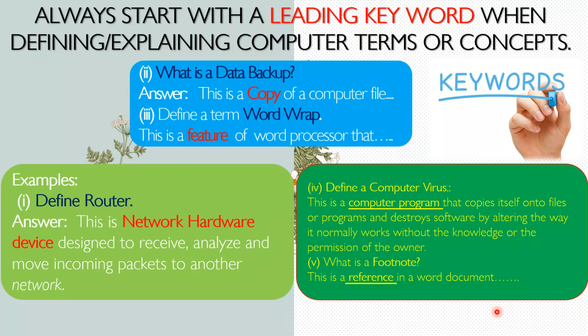Then, always start with a leading keyword when defining or explaining computer terms or concepts. For example, you are looking at: define a router. And you are saying, this is a network hardware device designed to receive, analyze, and move incoming packets to other networks. So when you say, this is a network hardware device, the person marking you is not going to be bothered much in reading the rest of the words.